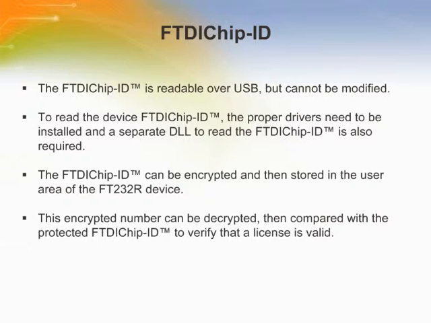To read the device FTDIChip-ID, the proper drivers need to be installed, and a separate DLL to read the FTDIChip-ID is also required. The FTDIChip-ID can be encrypted, and this encrypted number can be stored in the user area of the FT232R internal EEPROM and can be decrypted, then compared with the protected FTDIChip-ID to verify that the license is valid. Web-based applications can be used to maintain product licensing this way.